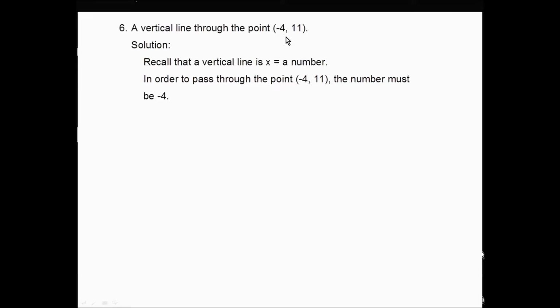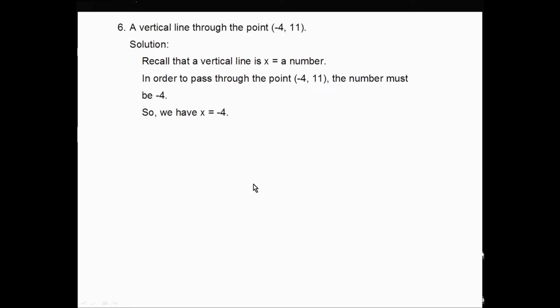Number 6, I want a vertical line through the point negative 4, 11. Okay, recall that a vertical line is x equal a number. Now, if I'm going to pass through the point negative 4, 11, that number has to be negative 4. Otherwise, it has no hopes of passing through negative 4, 11. So the equation is x equal negative 4.